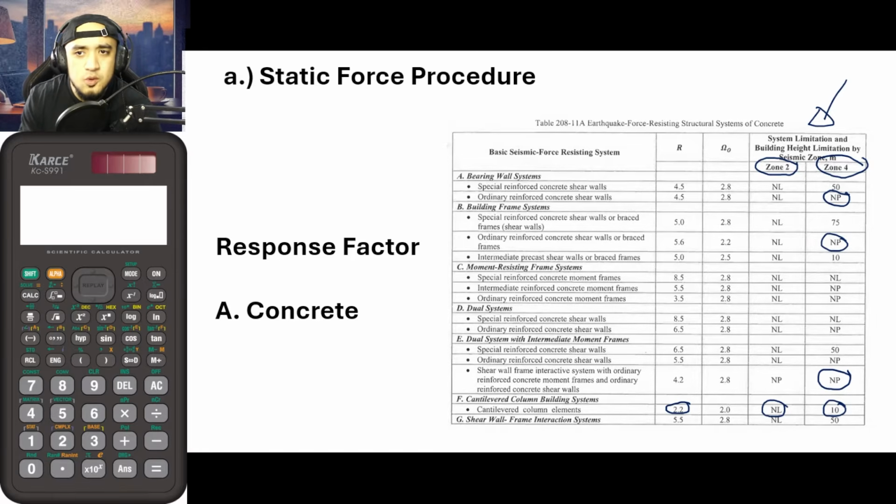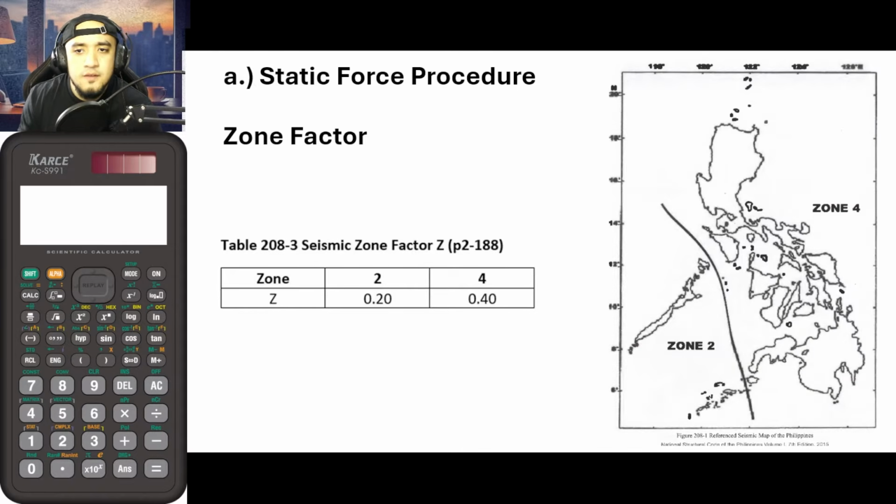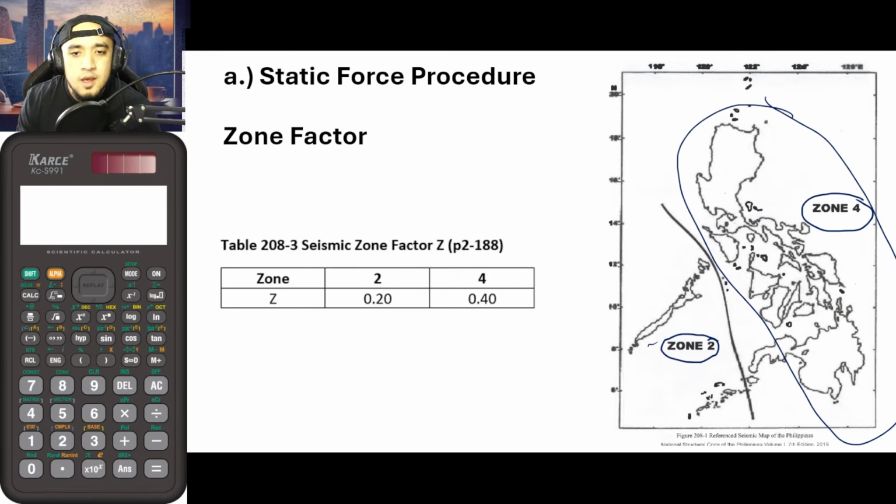But what is Zone 2 and Zone 4? So here in the Philippines, we are divided into two zones, namely Zone 2 and Zone 4. So as you can see, Zone 2 includes Palawan, Sulu, Tawi-Tawi. So review your old HECAS notes. Just check if your building is located here, meaning that it is Zone 4. And if your building is located here, meaning that it is Zone 2. But why not 3 and 1? Well, that's just how it is.